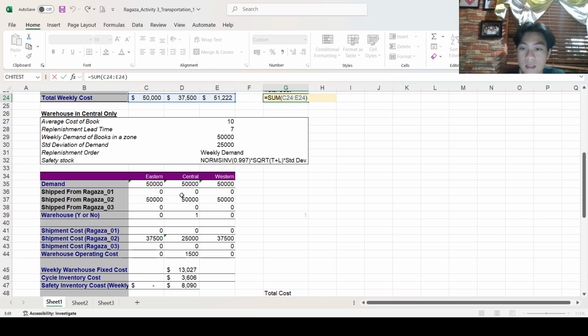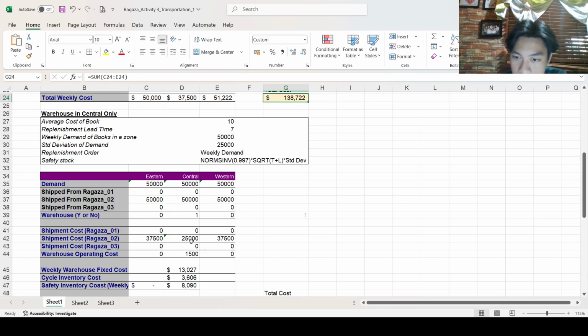And then next is the central, which is multiplied by 2, which is 2 multiplied by 50,000 from the shipment demand divided by 4, which is 25,000.